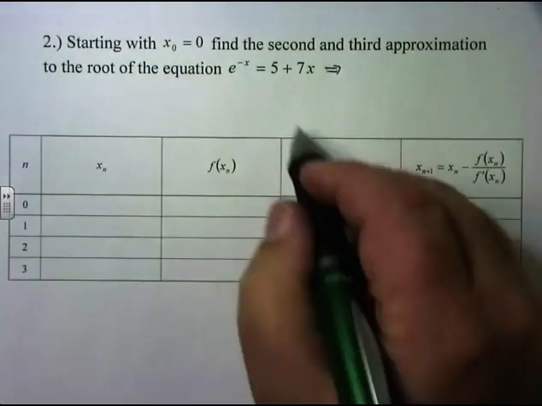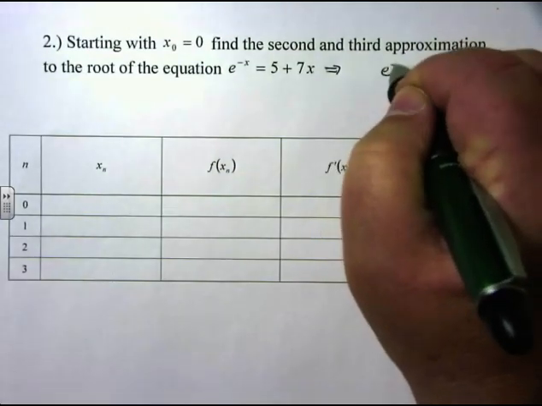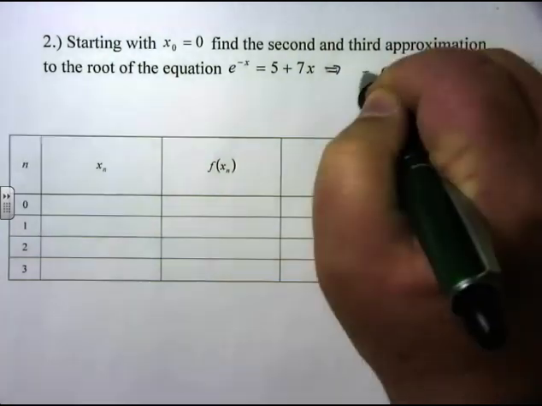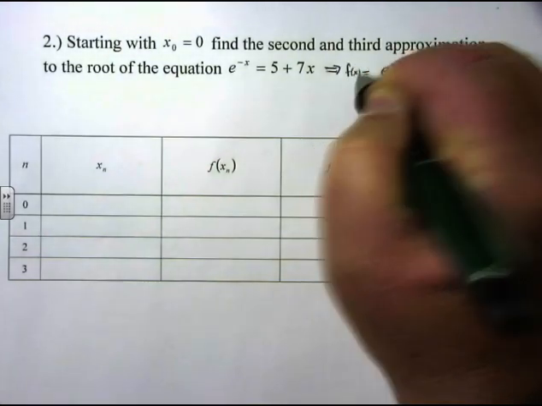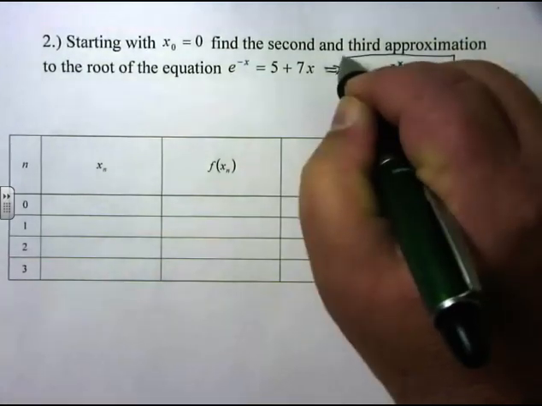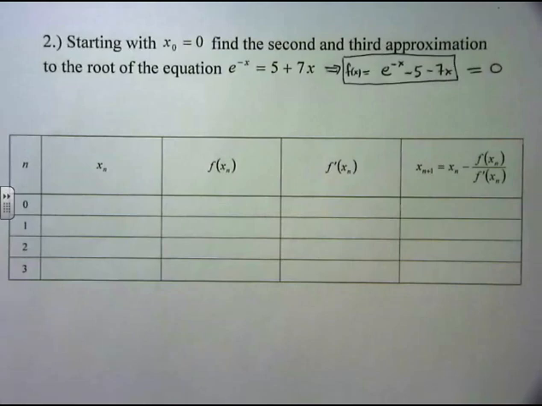So I'm going to subtract 5. I'm going to subtract 7x. That's going to give me e to the negative x minus 5 minus 7x, and that's equal to my function, because that will be set equal to 0 when you pull everything to one side.